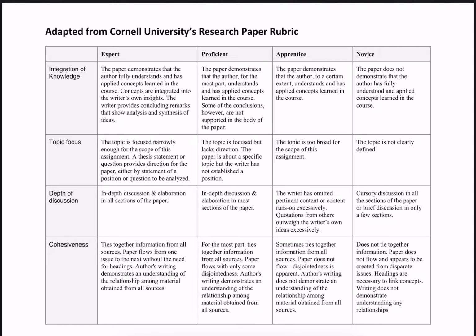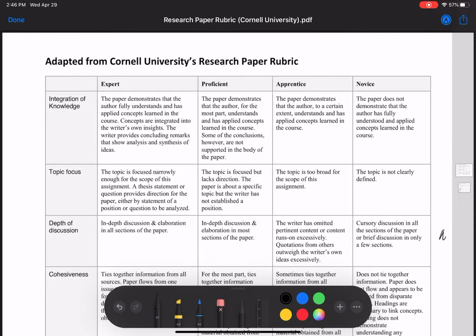So the integration of knowledge. The paper demonstrates that the author fully understands and has applied concepts learned in the course. Concepts are integrated into the writer's own insights. The writer provides concluding remarks that show analysis and synthesis of ideas. This is kind of the general overview of your topic. So if your topic is black holes, to use that example again, you're going to be talking about black holes and the concepts that you've learned about it within the framework of physics. So that's how you're going to do that.